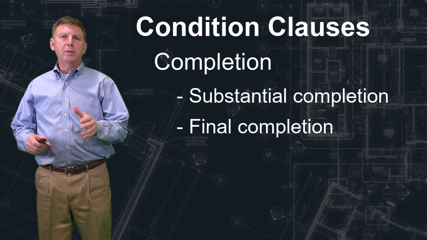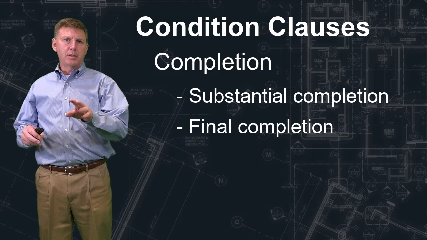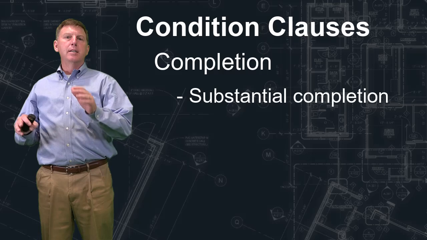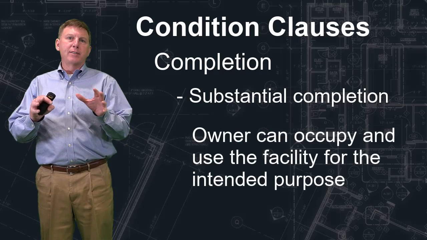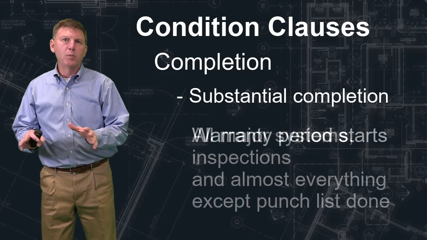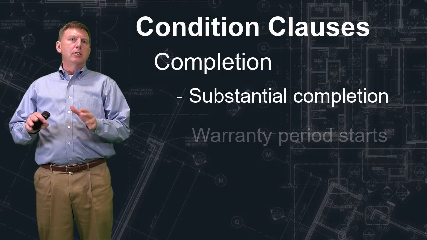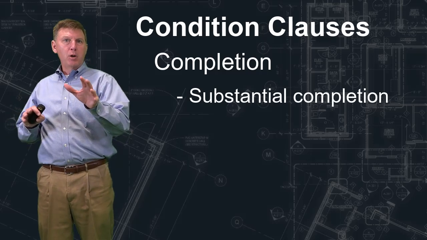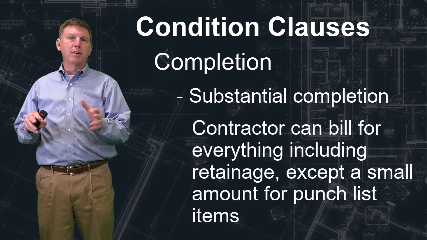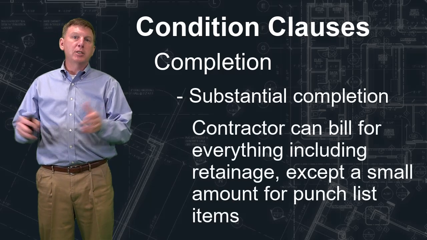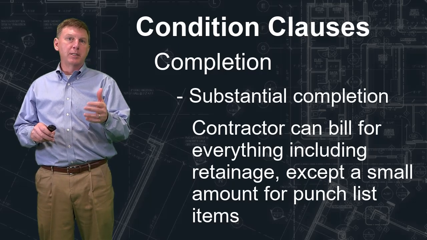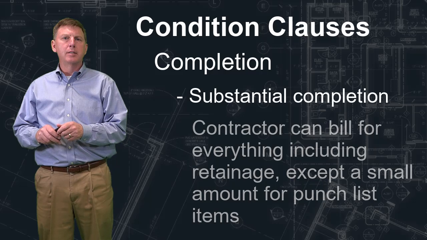So when it comes to completion, there are actually 2 types of completion that are important for every project. Substantial completion, as we said, covers when the owner can occupy the project for its intended purposes. It also means that all the systems are working, warranties start. So substantial completion is probably one of the most important completion dates in a project. In fact, the contractor can bill for everything except for punch list items at that point. And retainage starts to be released. We'll talk about retainage at another point.